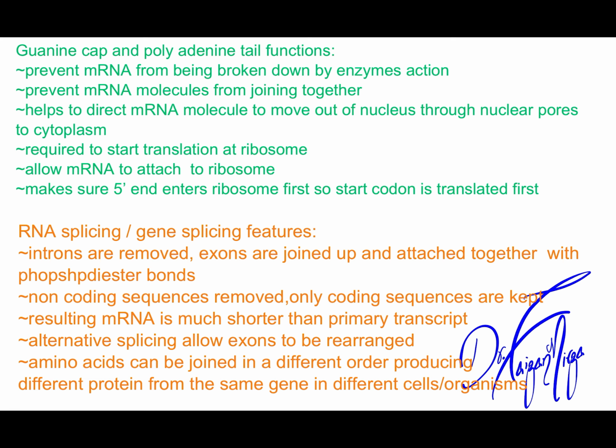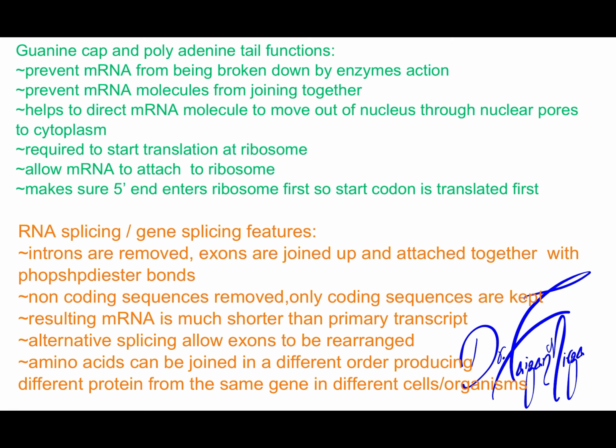RNA splicing, gene splicing. What are the features of gene splicing? The introns, we know they get removed. When they are removed, the exons are joined together. When they are joined together, they are attached together, and the bond that joins them together is the phosphodiester bond. The non-coding sequences, which are the introns, have been removed, and the coding sequences, which are the exons, are joined together, and they are the only ones which are kept. The resulting mRNA molecule is way shorter than the primary transcript that was produced.